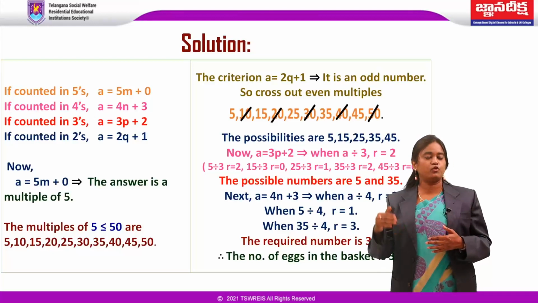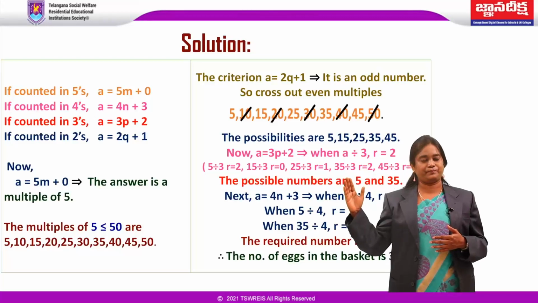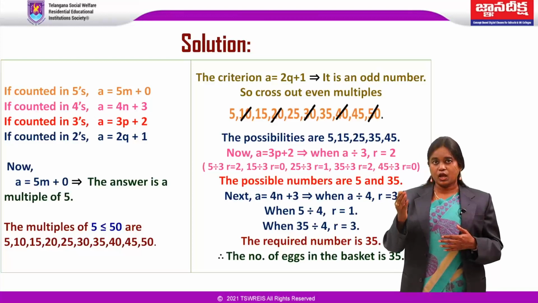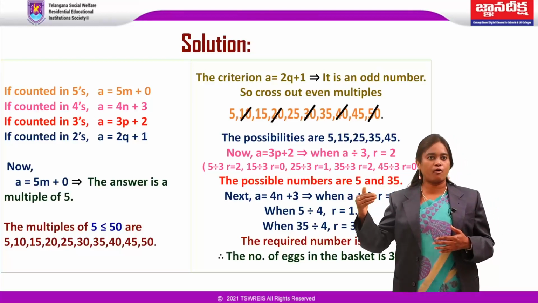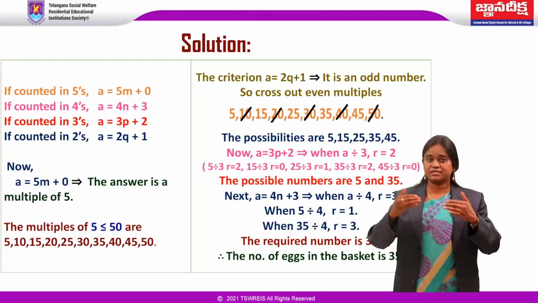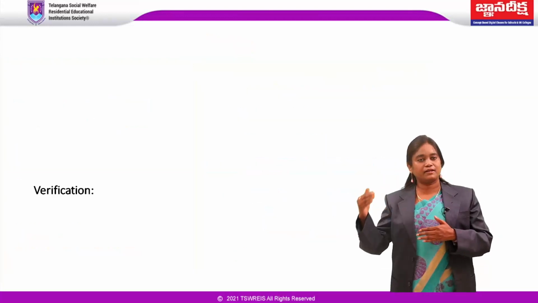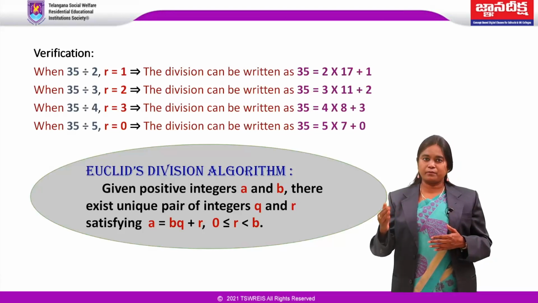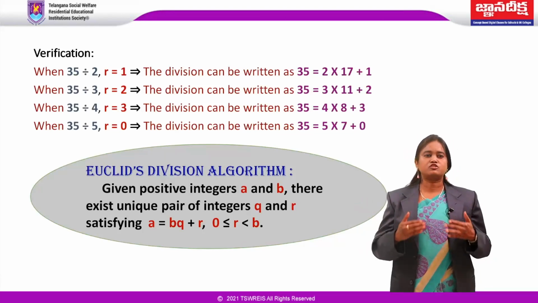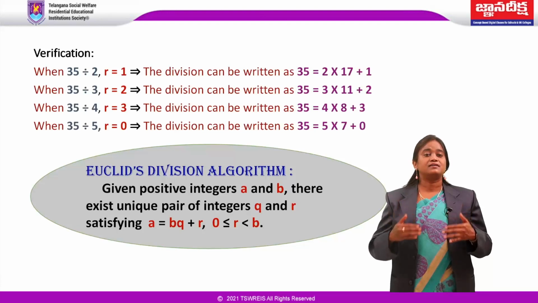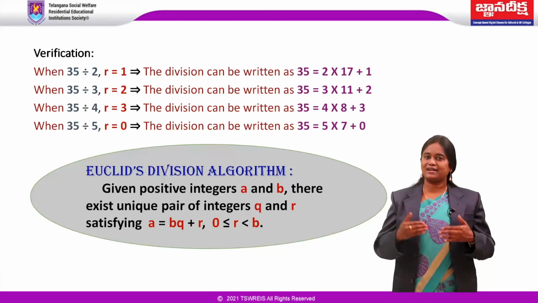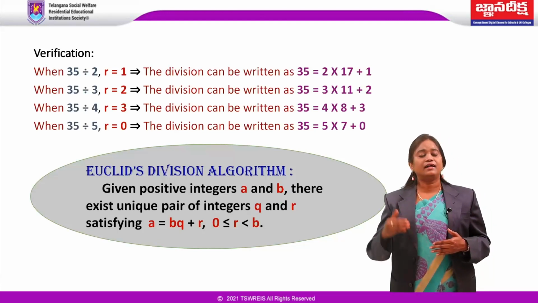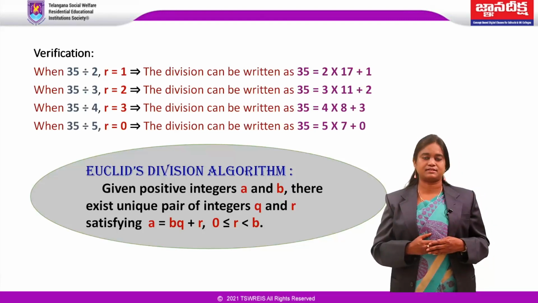A is equal to 4n plus 3, which means the number leaves remainder 3 when it is divided by 4. When 5 is divided by 4, the remainder is 1. When 35 is divided by 4, the remainder is 3. So, the desired number satisfying all the conditions is 35, which means the trader had 35 eggs in his basket.